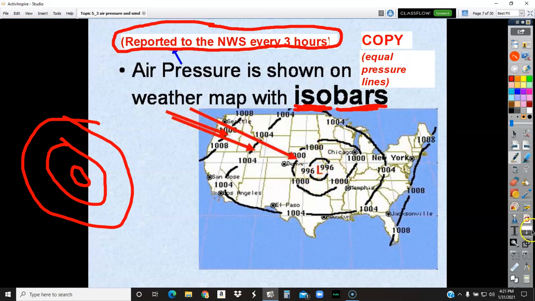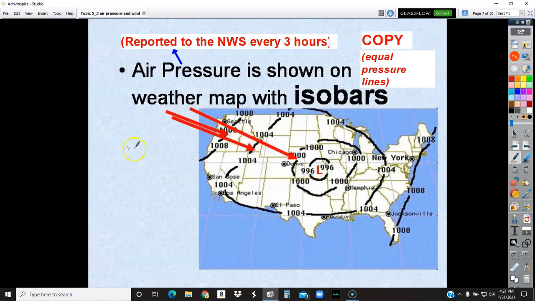And so they're usually drawn every 4 millibars. And you can see from this map, right here in the center of the country, there's a low pressure. That'll be an L. And then you see this first isobar, all the cities around the low that have a pressure of 996 millibars. And obviously, if the low is in the middle, that's the lowest pressure.